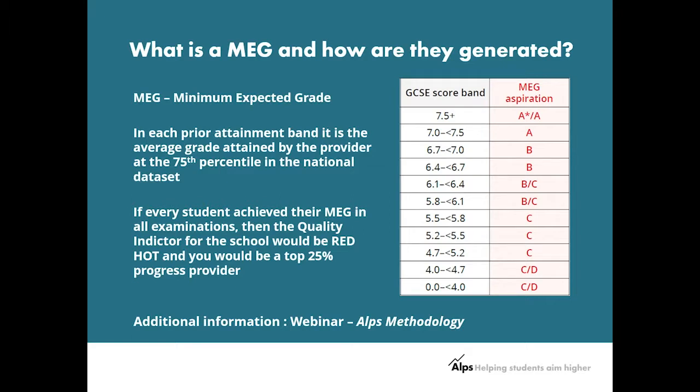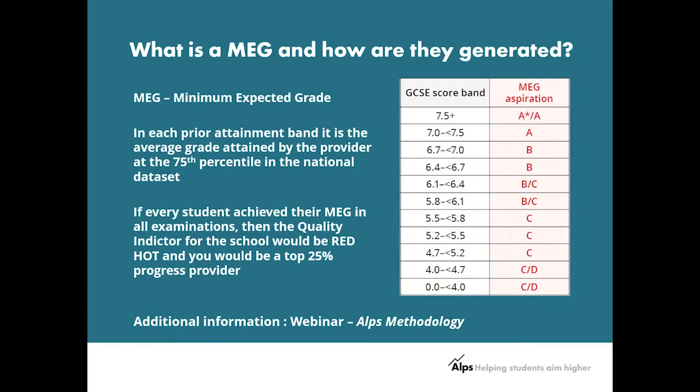So if you look at that top band of 7.5 plus, those high attaining young people at GCSE in the school that achieved the top 25% mark from the national database got the equivalent of A star A. So in the Alps philosophy, that's what we're interested in as an aspiration. So down the 11 prior attainment bands there, those are the MEGs. Those are the grades that were achieved by the provider at the 75th percentile in each of those bands. So that's our start point, and it is just a start point.